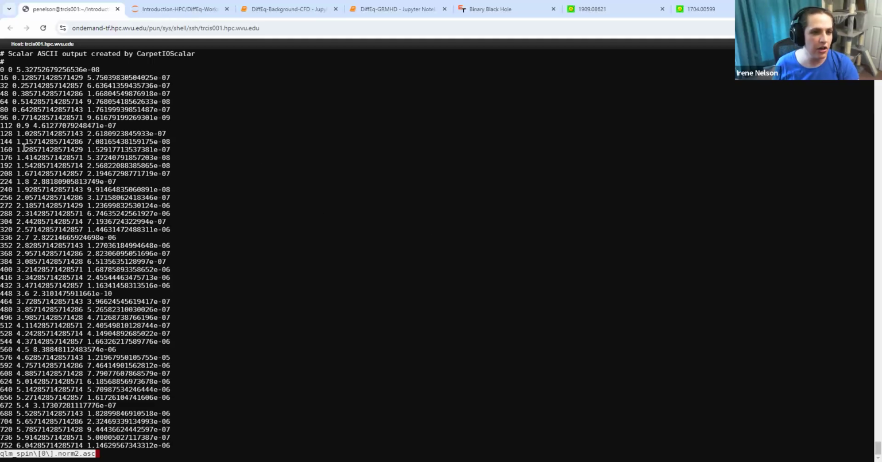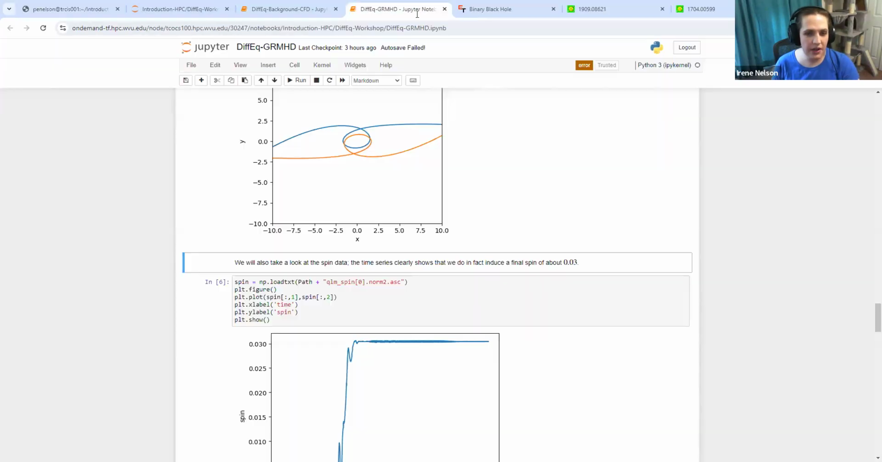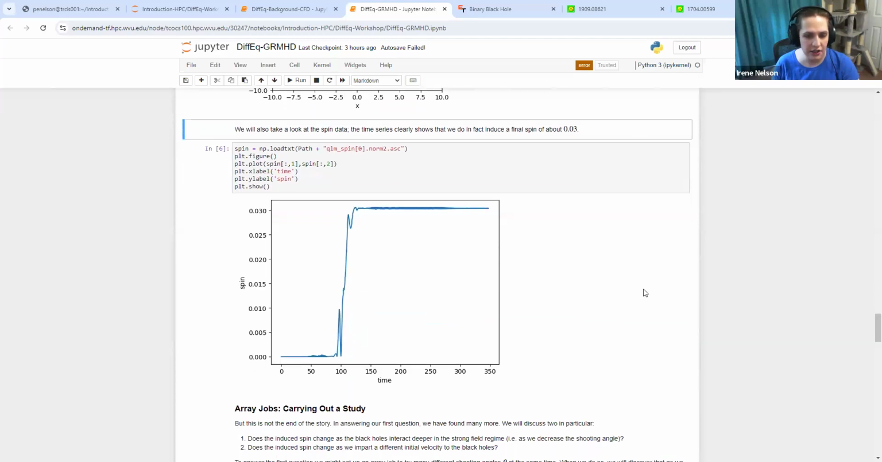So the three columns here are iteration number, coordinate time in the simulation, and then we also have the spin measure of one of the black holes. So I've plotted that information here. So we have time, the time series, on the x-axis, and then we have the spin on the y-axis, and then this is the dimensionless spin. It will range between 0 and 1, and it is an invariant quantity.